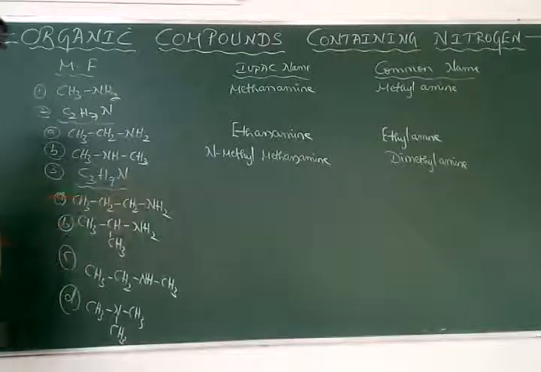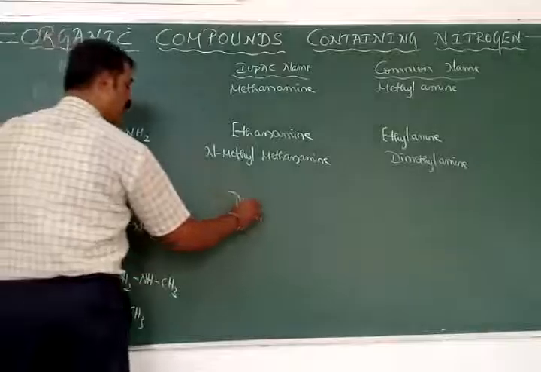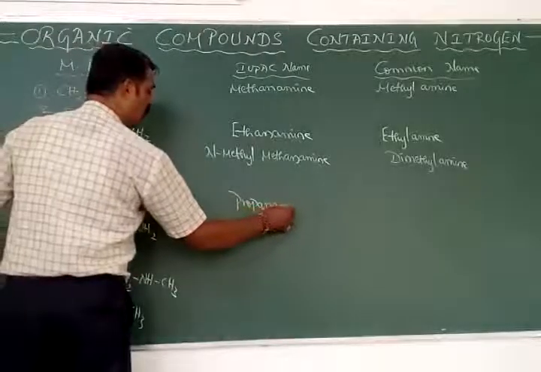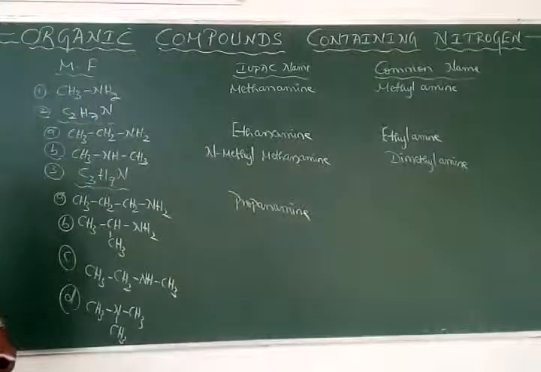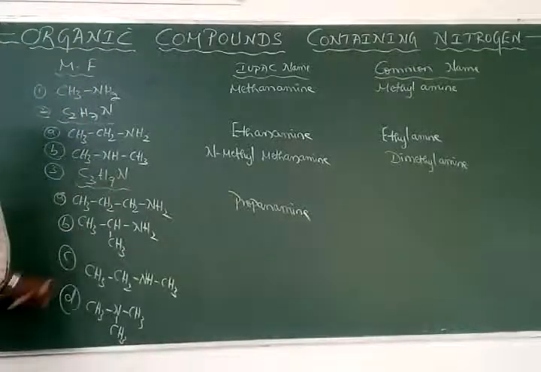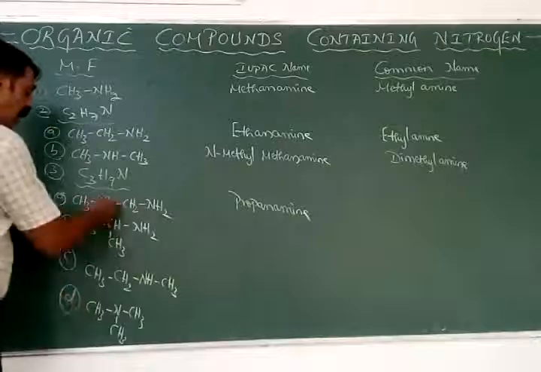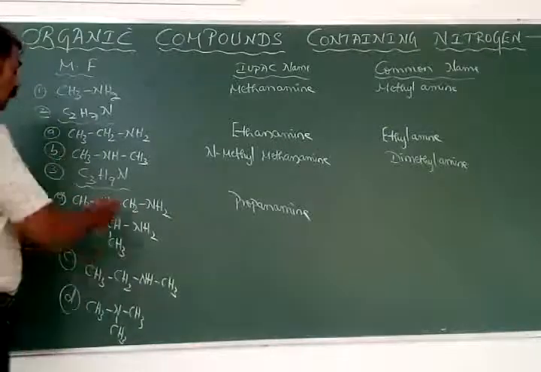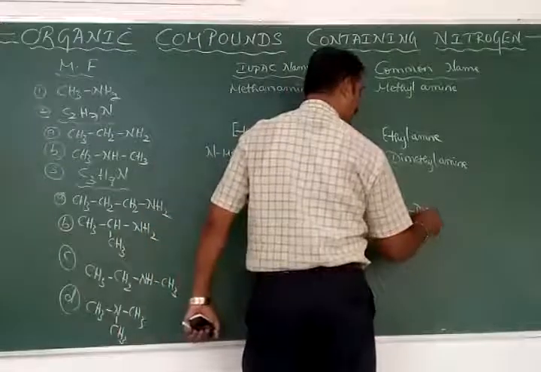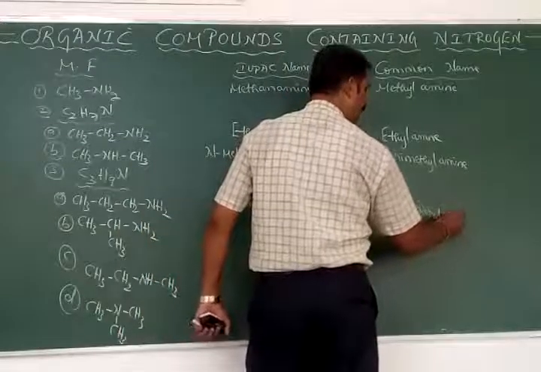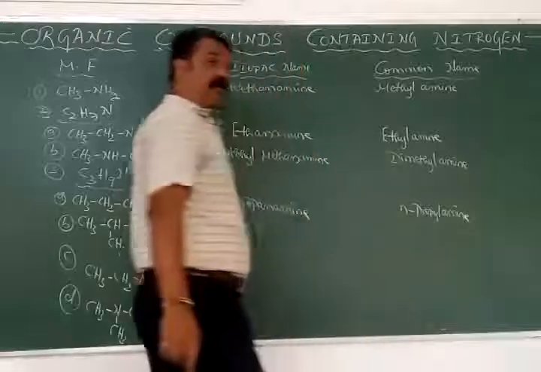So the root word is prop. Saturated means an, the functional group is amine and it is placed at the first carbon atom, therefore it is called propanamine. The alkyl group is called propyl, and that propyl is found to be straight. Straight in the common system is referred to as n, therefore it is called n-propylamine.